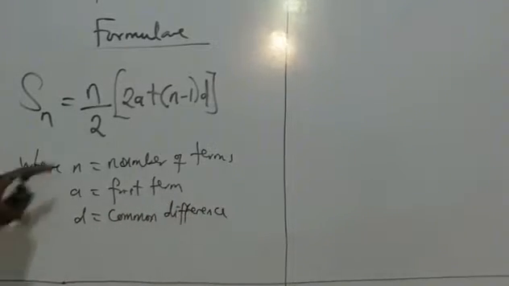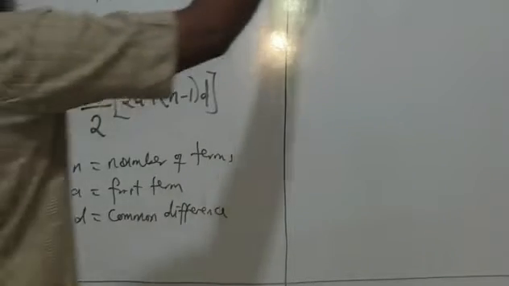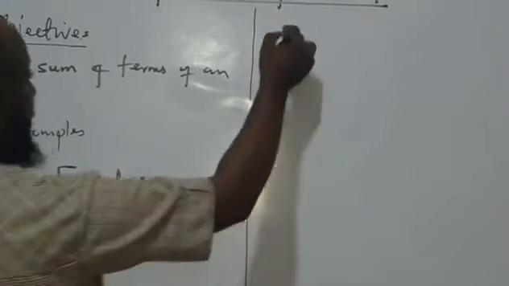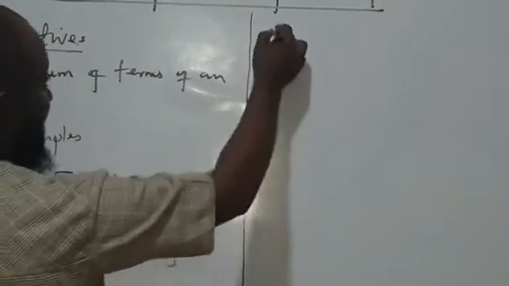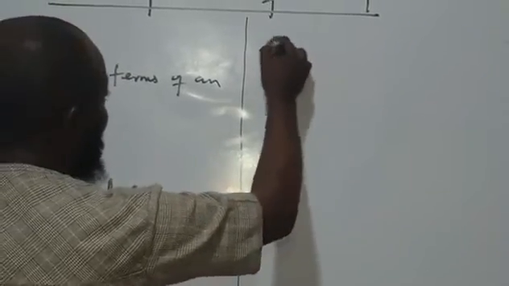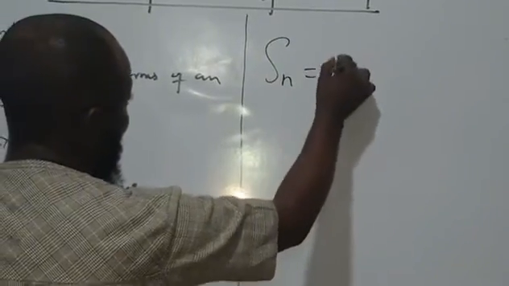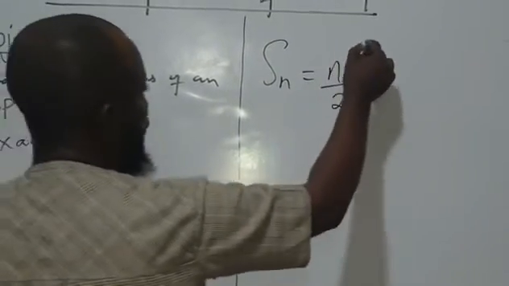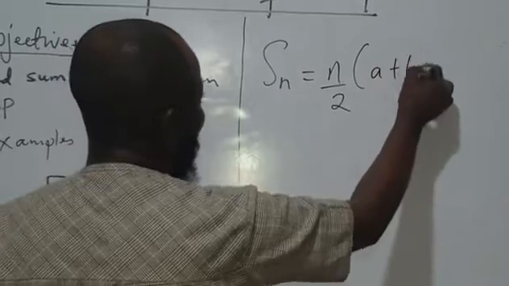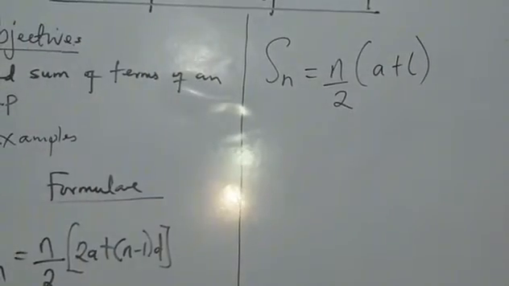Right? So that is the first part of the formula. The second part is, you have to either use this or use this. I'll tell you when to use the second one. Or you have this: Sn is what? n over 2 into bracket a plus last term. So this is the second formula.